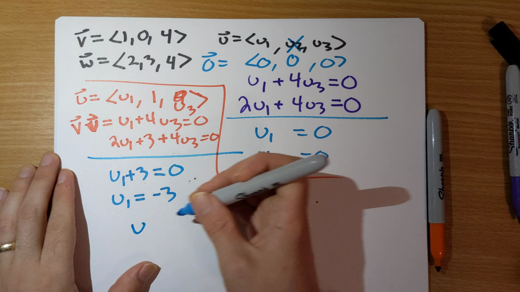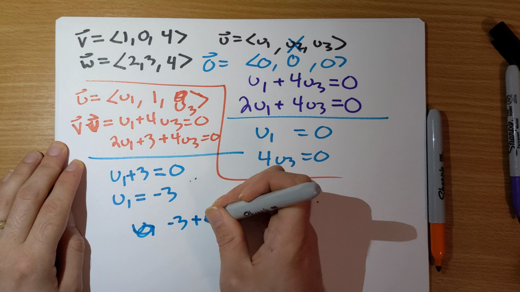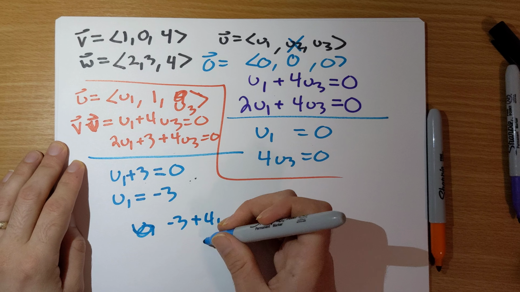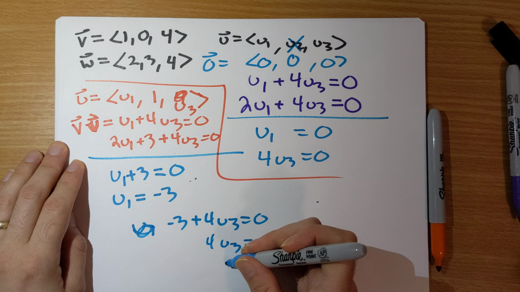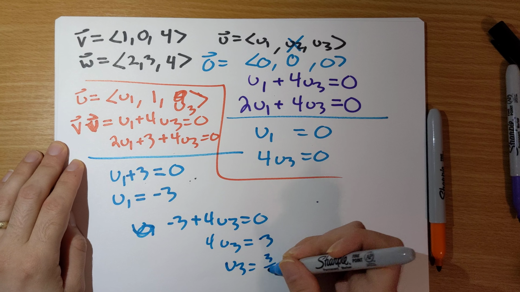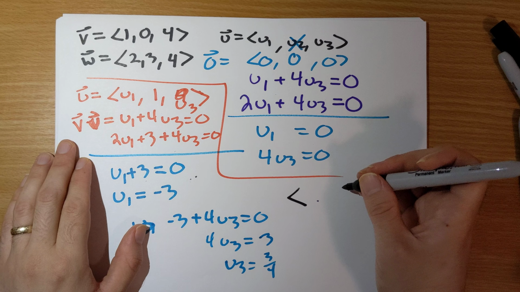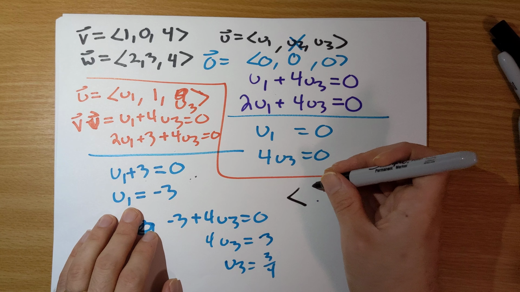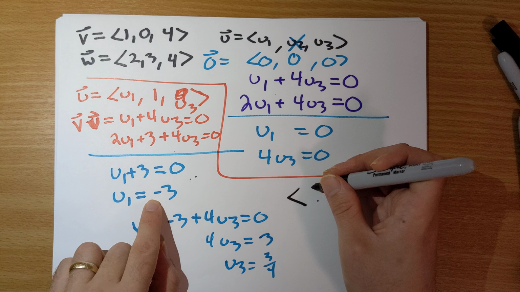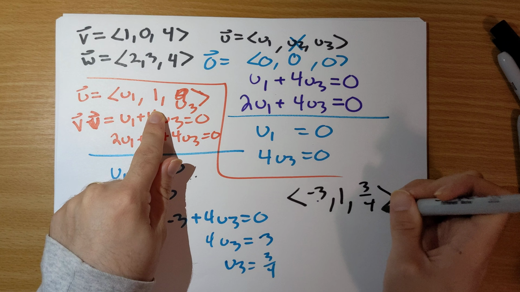And then if we plop that into, say, the first equation, negative 3 plus 4u3 is equal to 0. 4u3 is equal to 3. u3 is equal to 3 over 4. So a non-zero vector that is orthogonal to both v and w is going to be u1 is negative 3, comma 1, comma 3 over 4.